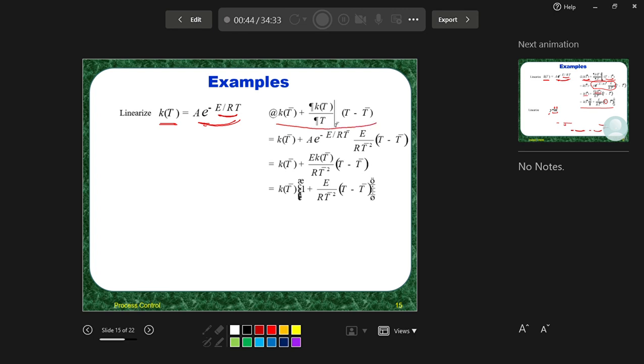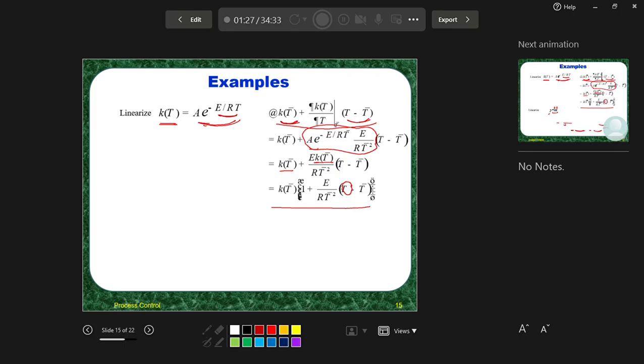Now, the value of the function plus the differential of the function with respect to T bar times the perturbation variable for the temperature. And doing the differentiation, we differentiate this function. This is the differential of the function with respect to temperature. And then combining terms and taking the k of T bar from both sides, we'll end up with this form. And you can see here that this form is linear because we don't have powers, we don't have reciprocals. Our variable here is just multiplied by a constant.